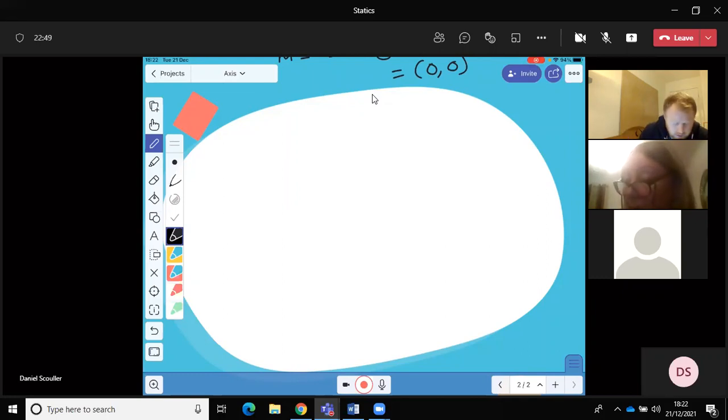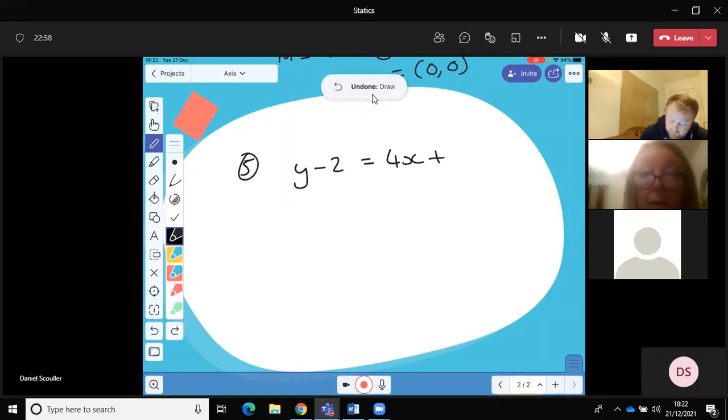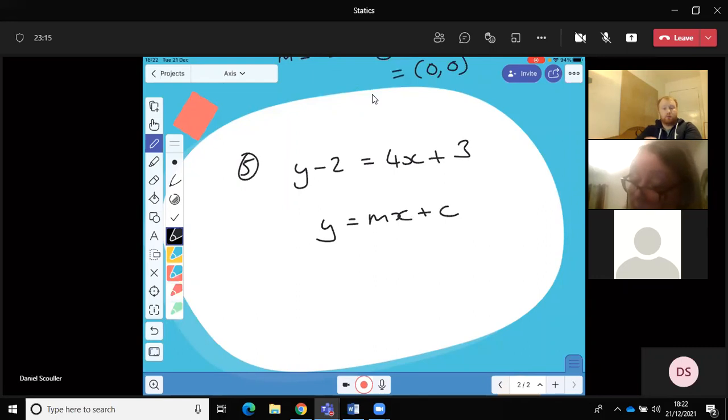Okay, so if we ended up with something along the lines of y minus 2 equals 4x plus 3. If the question is asking for the equation of a straight line, you need to leave it in y equals mx plus c form. So you want to start collecting the like terms. You want to move that -2 over to the other side and then tidy up that formula. So you want to leave y on its own. We just use BODMAS in this case.